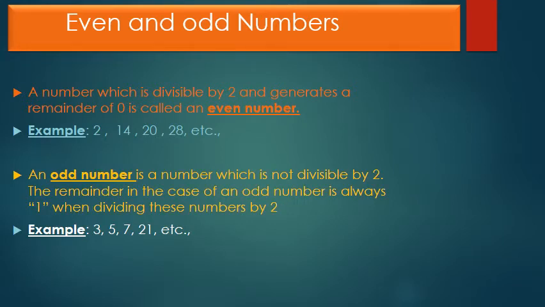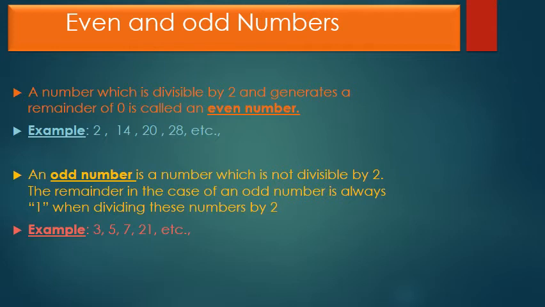An odd number is a number which is not divisible by 2. The remainder in the case of an odd number is always 1 when dividing these numbers by 2. For example, 3, 5, 7, and 21 are all odd numbers.